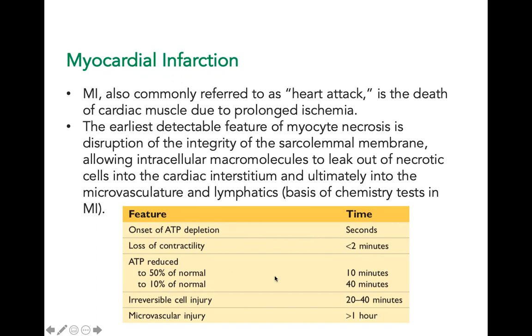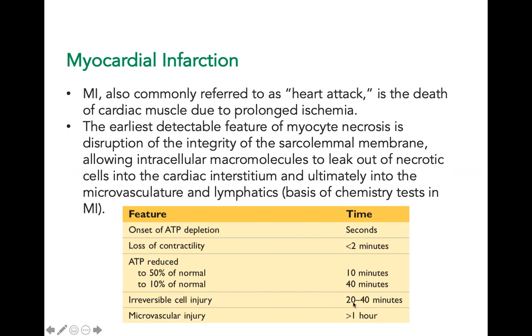So ano na yan, parang cumulative na yan, no? Loss of contractility. And then ATP is reduced to 5% of normal, and then eventually 10% of normal in a matter of 10 and 40 minutes. And there's irreversible cell injury. Pag irreversible cell injury, hindi na talaga yun masasalvage. So eventually magne-necrose na yan. And then eventually it will become a fibrosis. Okay? So remember, pag fibrosis, wala na siyang contractility function.